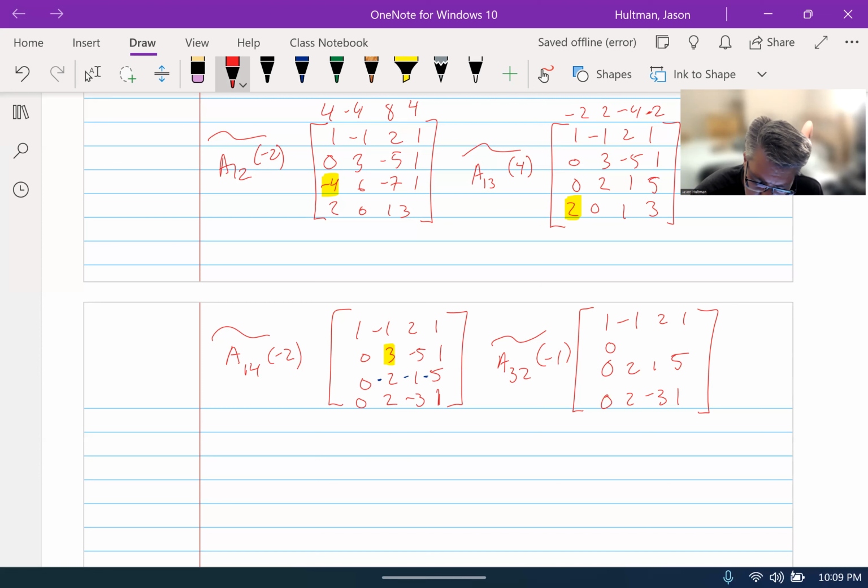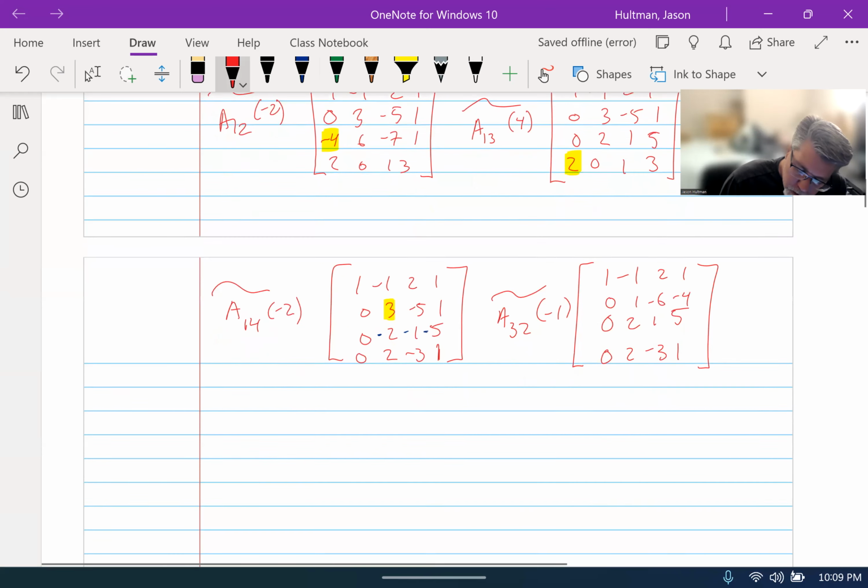Okay, so 3 plus -2 is 1. That's my desired 1 right there. Okay, and then I have -5 and -1 is -6. Okay, and then 1 and -5 is -4.